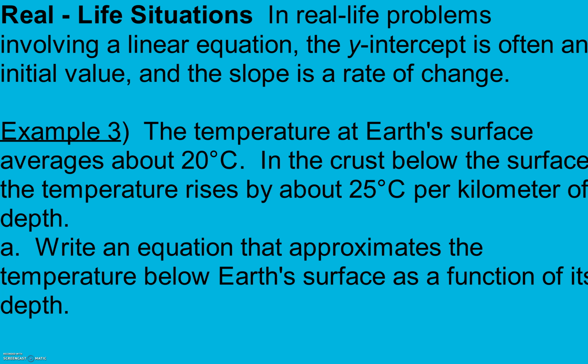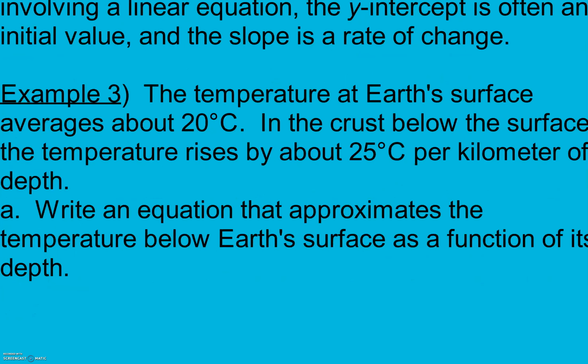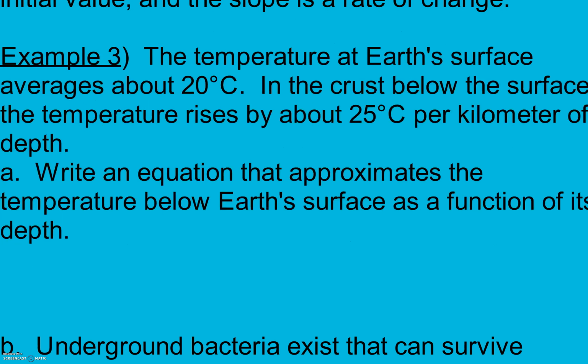In real-life problems involving a linear equation, the y-intercept is often an initial value, where we begin, and the slope is the rate of change. So the temperature at Earth's crust averages about 20 degrees Celsius. In the crust below the surface, the temperature rises by about 25 degrees Celsius per kilometer of depth. Write an equation that approximates the temperature below Earth's surface as a function of its depth. So temperature depends on depth.